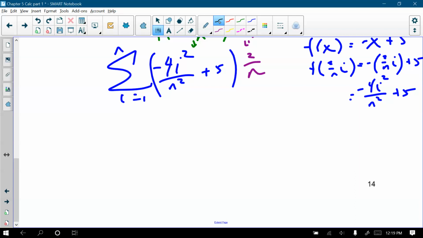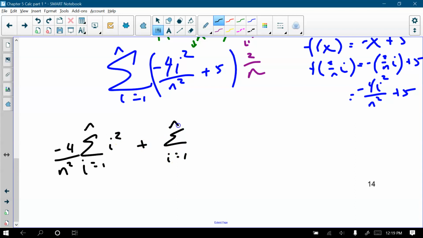Okay, we could break up that summation into two. If you're not into that, you feel free to skip ahead. Just make sure you're getting it right. We got negative 4 over n squared and the summation of i squared plus the summation from i equals 1 to n of 5. And then remember, we're going to multiply all of this times 2 over n.